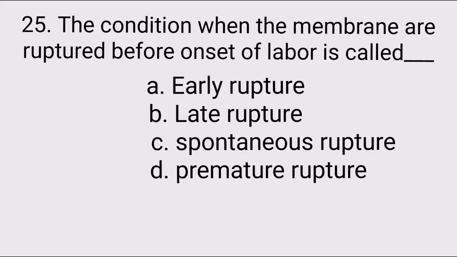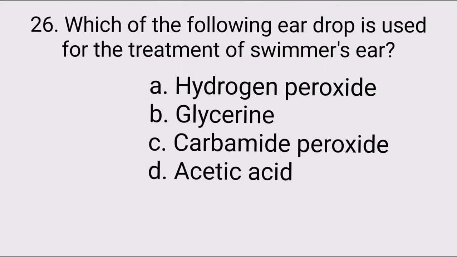The condition when the membranes are ruptured before onset of labor is called? The right option is option D, premature rupture. Which of the following ear drops is used for the treatment of swimmer's ear? The right answer is option D, acetic acid.